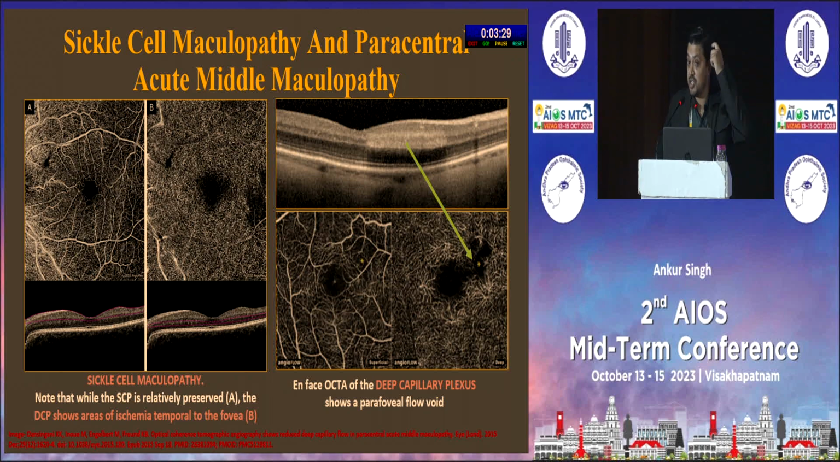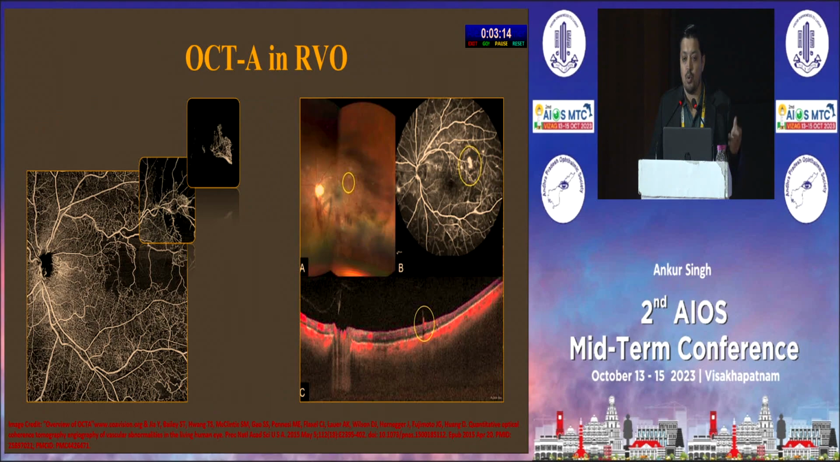OCT angio can also detect vascular flow abnormalities in the deeper layers. Diseases affecting the deeper capillary plexus, like sickle cell maculopathy and paracentral acute middle maculopathy, are better delineated on OCT angio. OCT angio can also delineate these NVs in patients with RVO, retinal venous occlusion. At the same time, in the CNP areas, treatment with laser can be seen as a reduction in the size of these NVs, and at the same time a reduction in the flow.